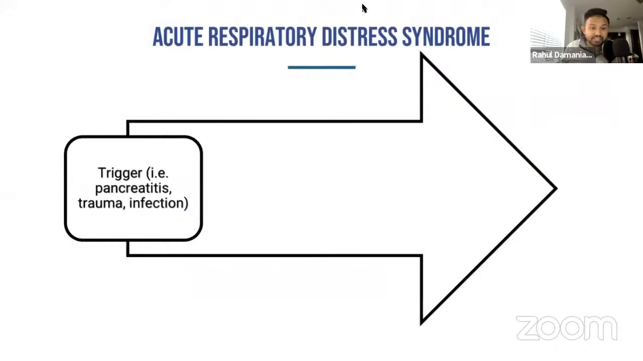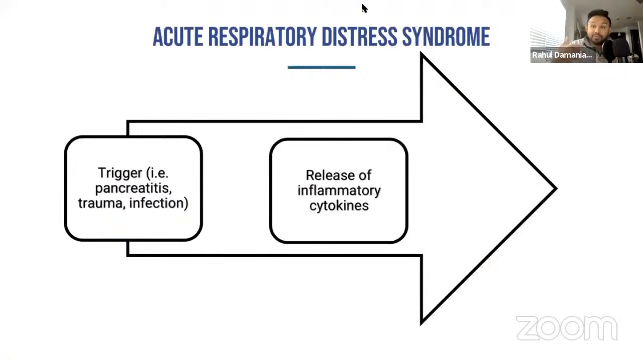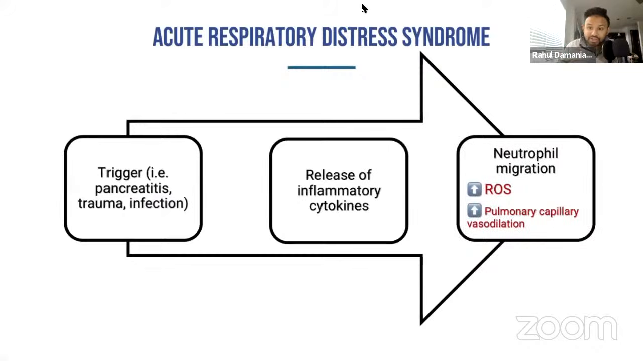So acute respiratory distress syndrome, you're going to be looking for a trigger in your test question, and that is pancreatitis, trauma, infection. You're going to be thinking about the release of inflammatory cytokines, for example, IL-1, TNF alpha, that causes pulmonary vasodilation, but you're also going to have this neutrophil migration. And when you have pulmonary capillary vasodilation and neutrophil migration, you're going to start having a lot of effusions in the lung. The actual inflammation is going to cause high reactive oxygen species, and that's going to cause lipid peroxidation, and you're going to start damaging the alveolar capillary interface.